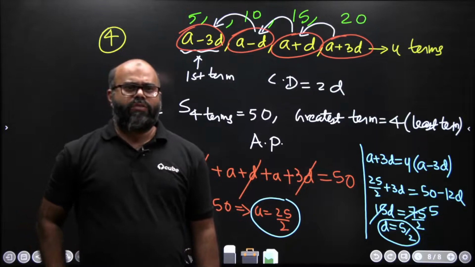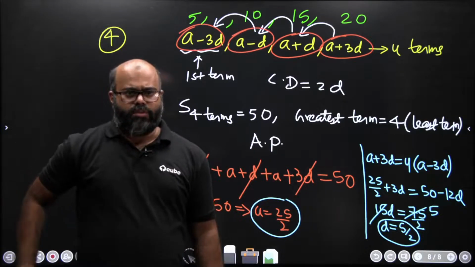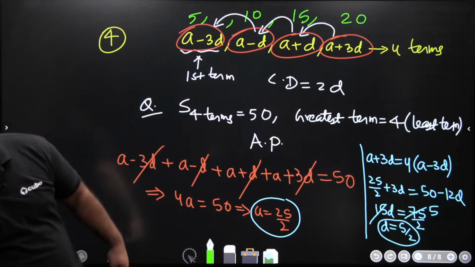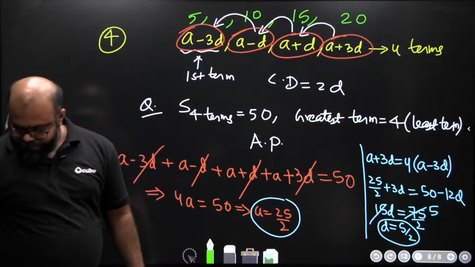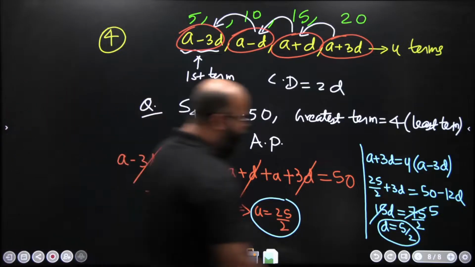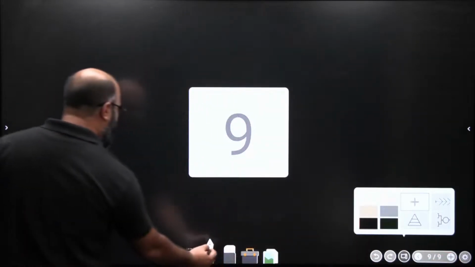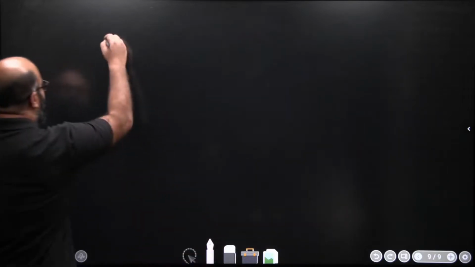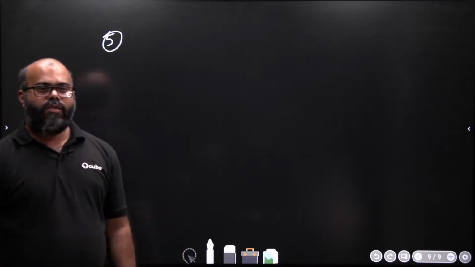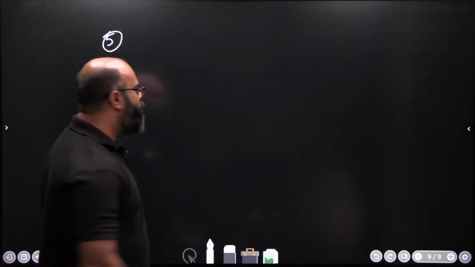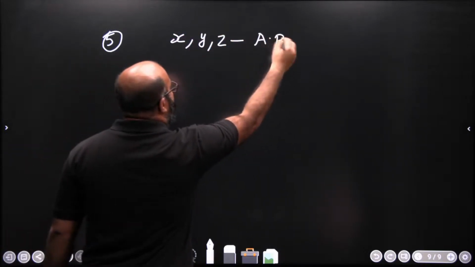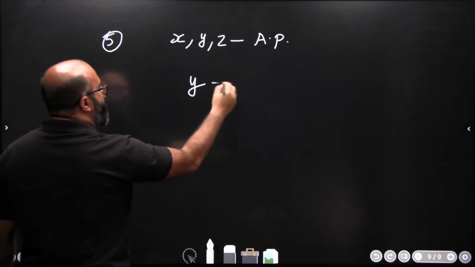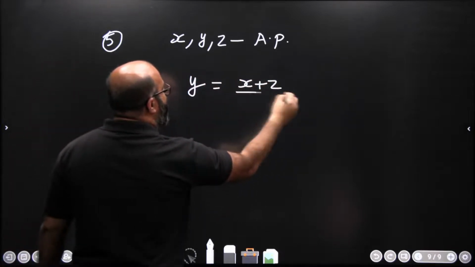So this is how we solve the questions of 3 terms as well as 4 terms. Now let us see the further property which we have. Fifth property. It says that if we have 3 terms in AP, we can always take those 3 terms in AP in such a form. If it is X, Y, Z in AP, then you can say that the middle term Y is equal to mean of the first and the last term.